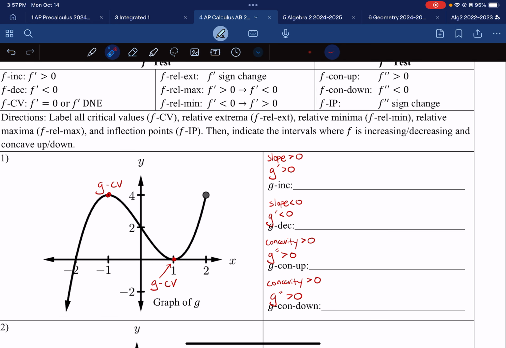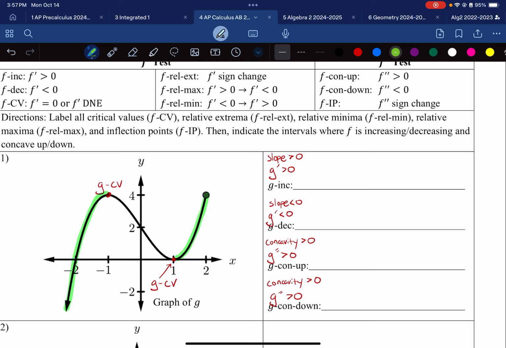G is increasing wherever I have a slope that is greater than 0. Slope is greater than 0. Let's go ahead and highlight that in green. The slope is greater than 0. This positive slope, I want to do a highlighter here. This positive slope right here, and this positive slope right here. So slope is greater than 0, and I'll write this down in my notes.